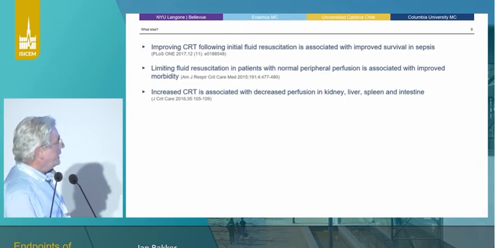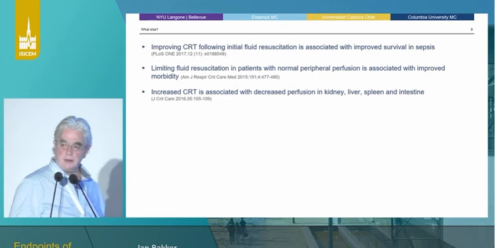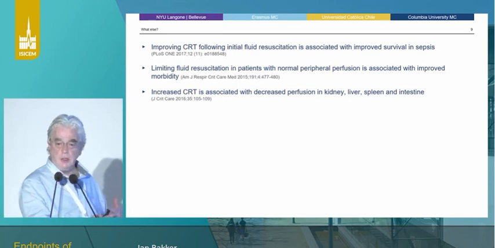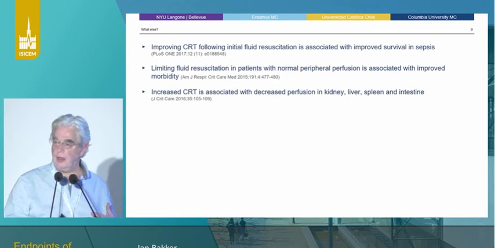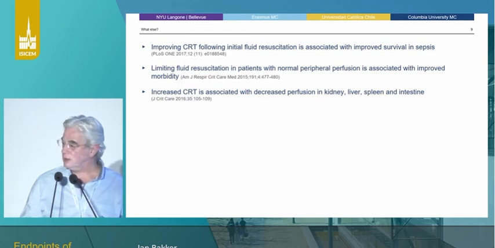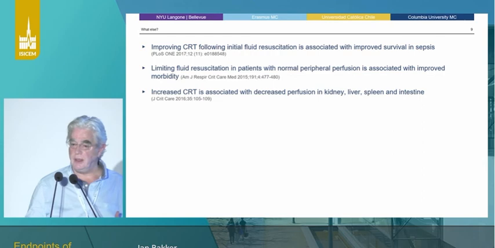And in a study that we did with the group in Austria with Martin Dunser, we showed that the longer your capillary refill time, the more likely your abdominal organs like the liver, the kidney, the spleen, and also the gut are hypoperfused. And it seems to be a linear relationship up until a capillary refill time of 8.